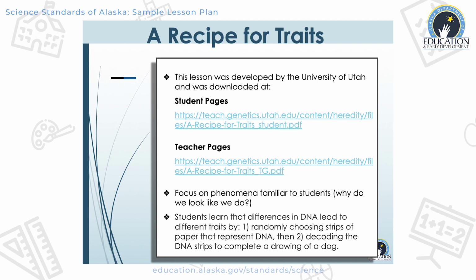The first one is called a recipe for traits. This lesson focuses on a phenomenon familiar to our students. Why do we look like we do? I can't get these links to open in this recording, so I've shared the documents in my next couple slides. The students learn that the differences in DNA lead to different traits by randomly choosing strips of paper that represent DNA and then decoding the DNA strips to complete a drawing of a dog.